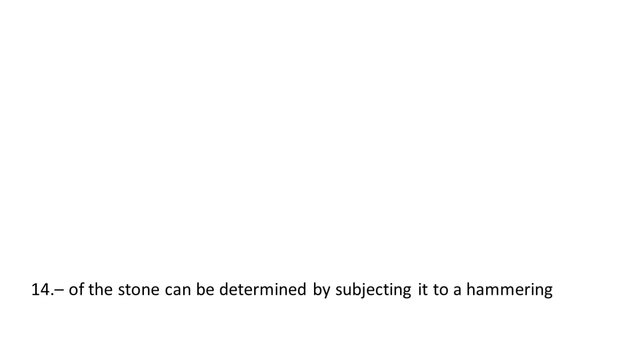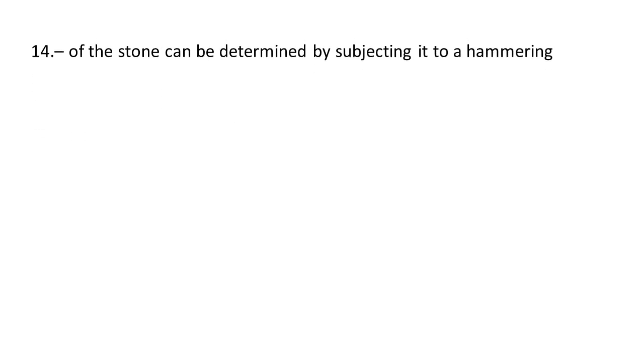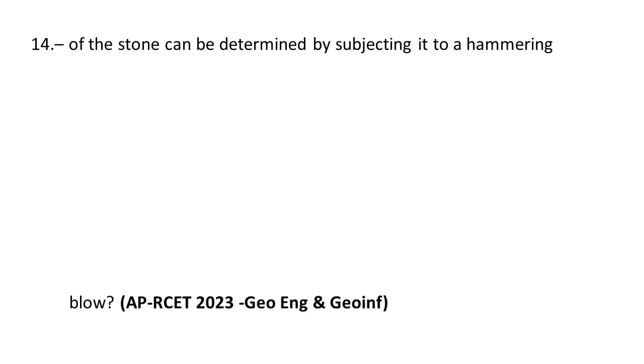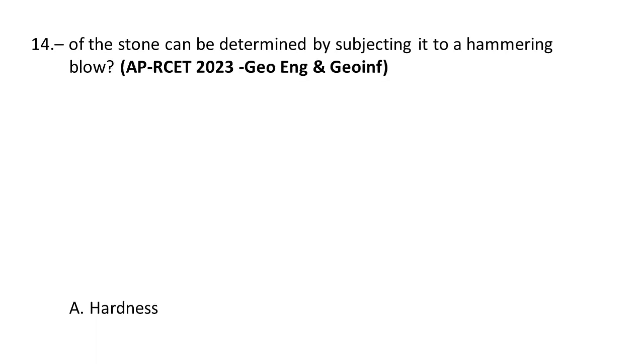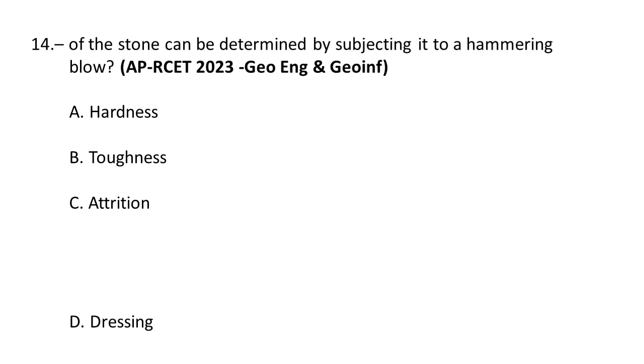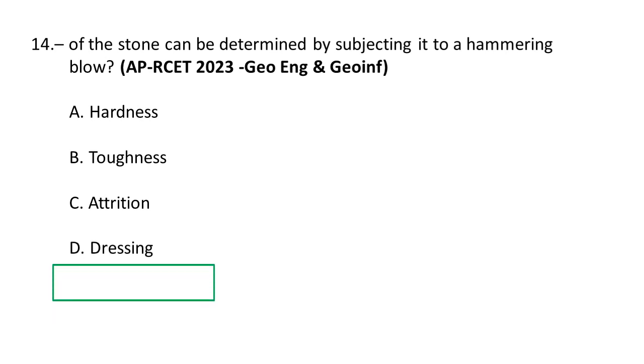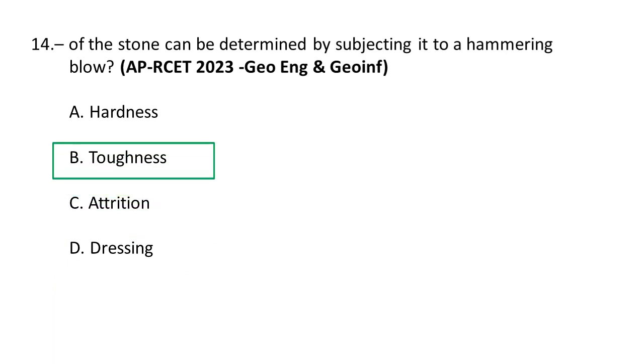Next question. Which property of the stone can be determined by subjecting it to a hammering blow? A. hardness, B. toughness, C. attrition, and D. dressing. The property of a stone that can be determined by subjecting it to a hammer blow is toughness, that is, how tough it is. So B. toughness is the correct answer.